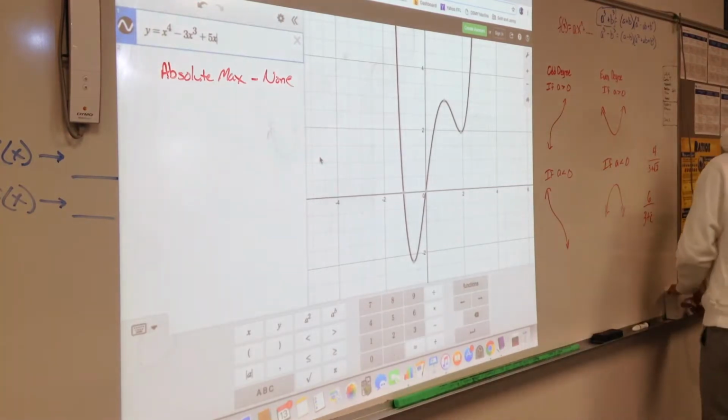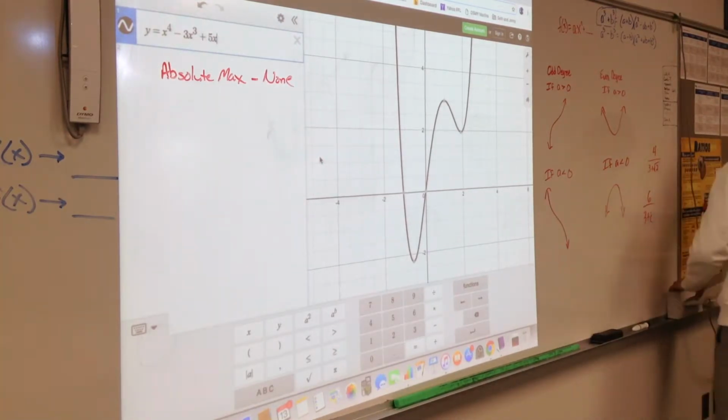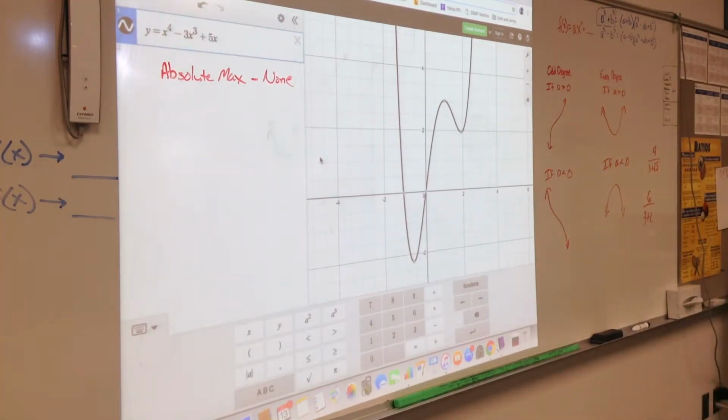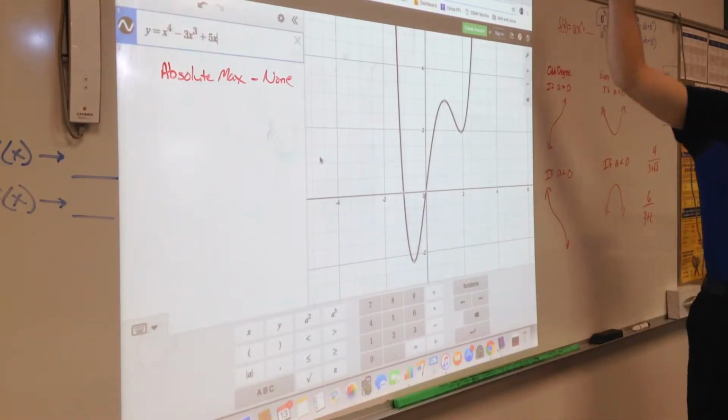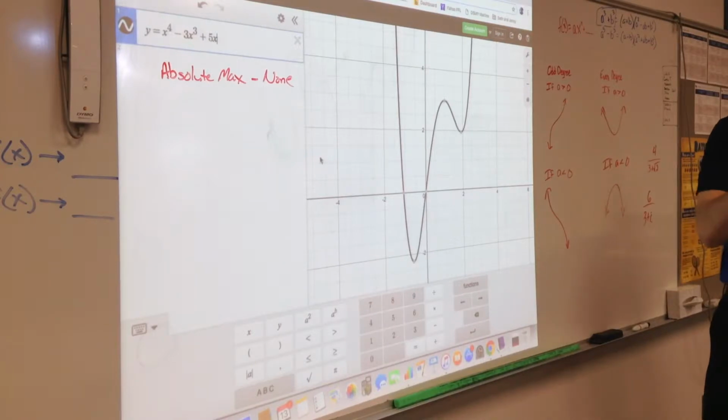Absolute maximum would be the highest y-value that a graph has. The furthest up point on a graph. This one doesn't have one because if you think you can name the highest point on the graph, I can name one higher. Okay, and we can just keep going back and forth because numbers never stop, right?